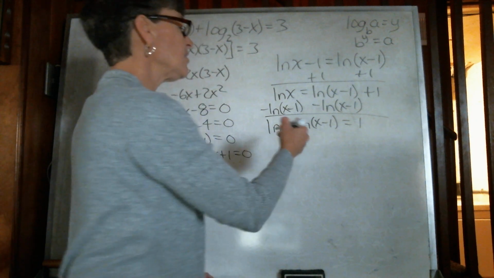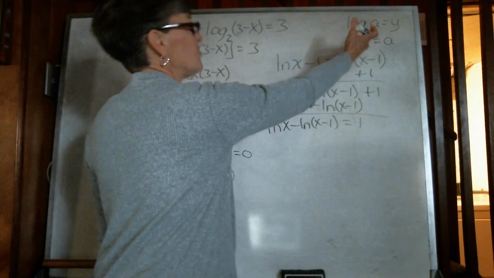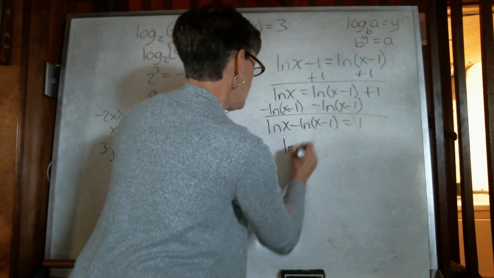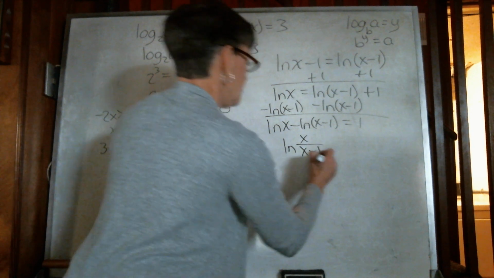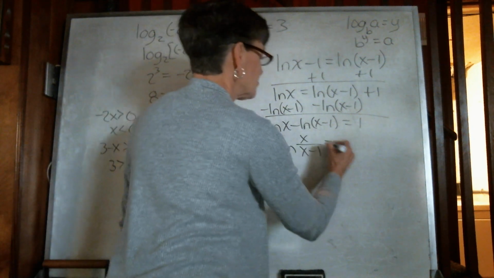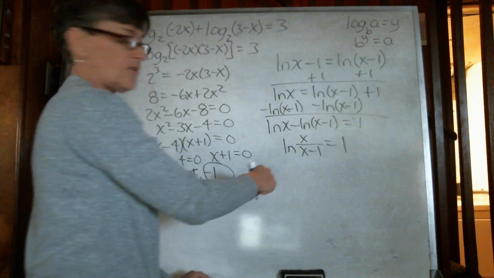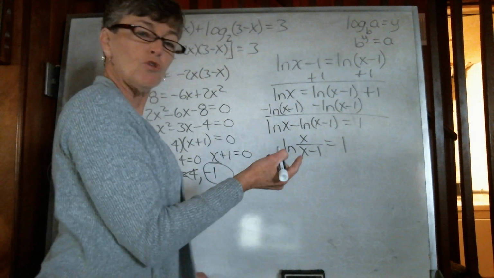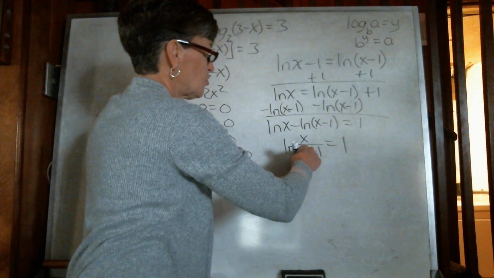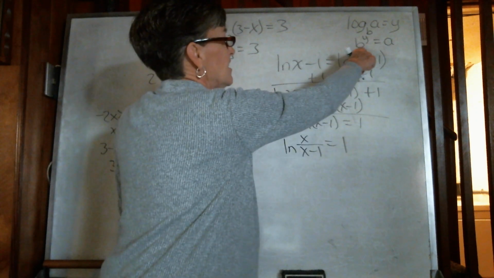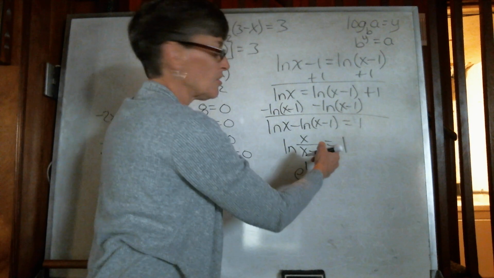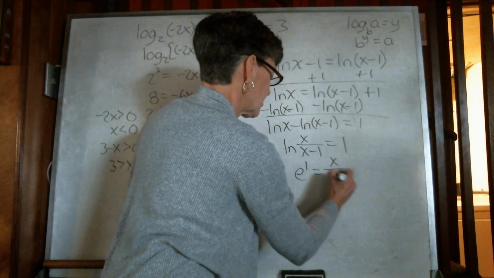All right, well, the second log property, again, I can't use this until I have one log. The second log property says that when I'm subtracting logs, then I can write the arguments as a quotient. So I've got x, the argument of the positive log, divided by x minus 1, which is the argument of the negative log. And so that's going to equal 1. The base for the natural log is e. So I can use this now to write this as an exponent. e is my base, 1 is my exponent, and that equals x over x minus 1.